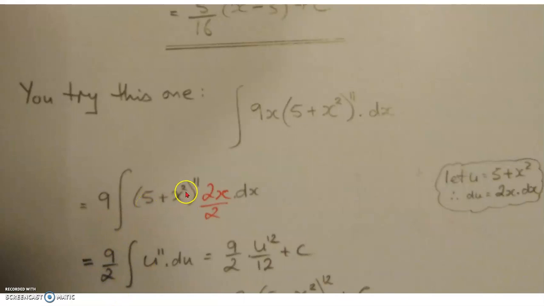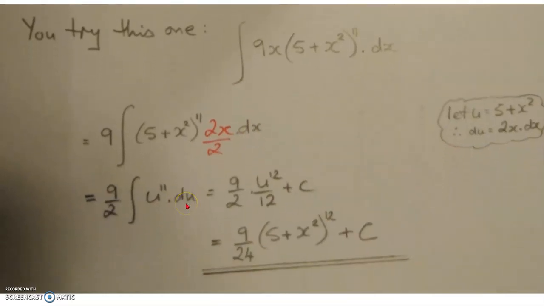This 5 plus x squared to the power of 11 must be u to the power of 11 du, because all of that 2x dx is that du there. And now we just integrate. So we integrate u to the power of 11 du, which is u to the power of 12 over 12 plus c. And of course, the u is 5 plus x squared to the power of 12.